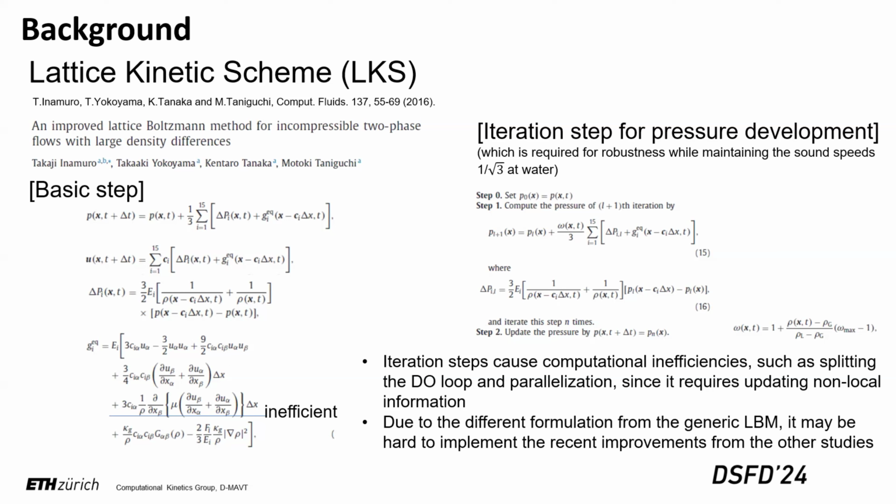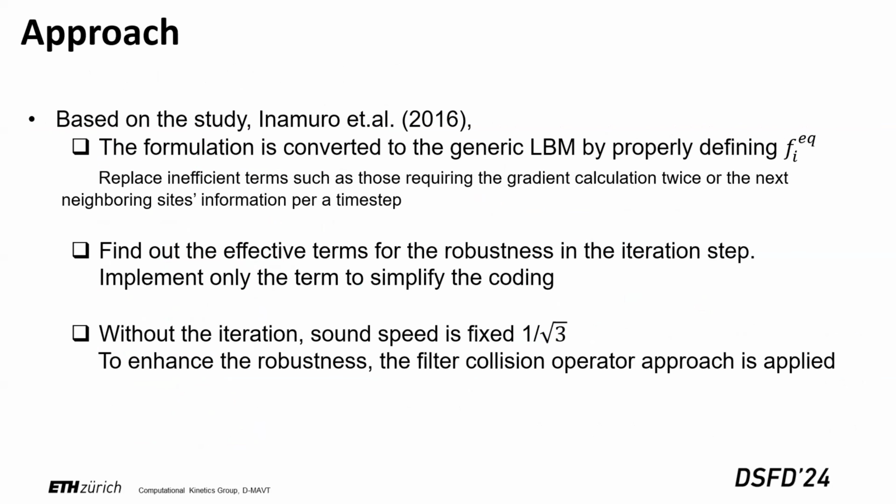So we want to avoid it, and we also have some inefficient term here that requires a second do loop for computing it. So we try to simplify it after picking up the essence of this formulation. This is a summary of what we did. We map the previous study's scheme to the generic lattice-Boltzmann scheme after simplifying everything, and we avoid the iteration step. But to maintain the stability, we implement the collision operator scheme here.